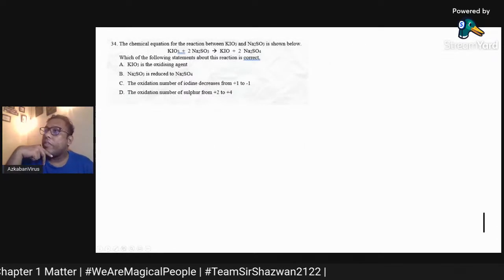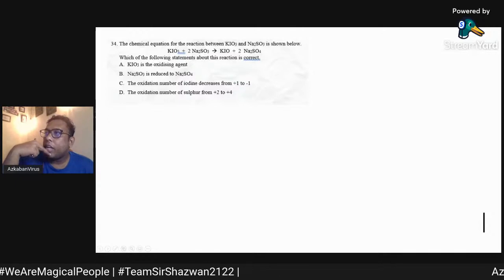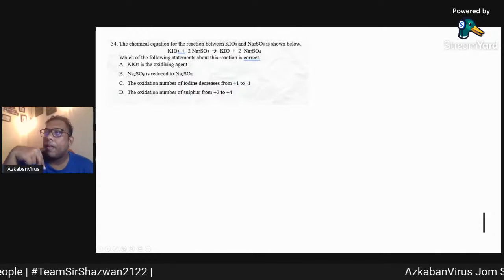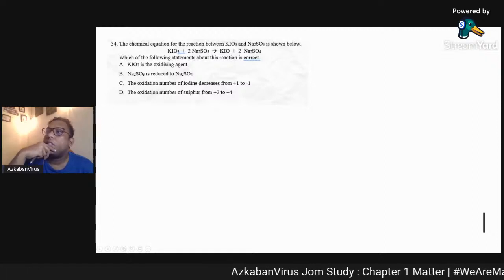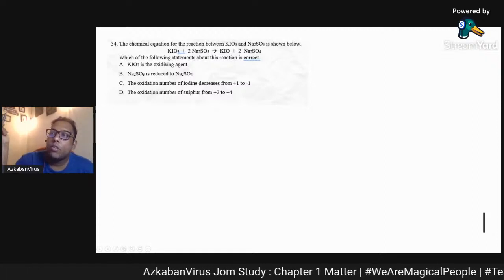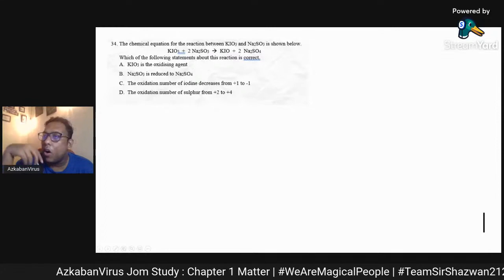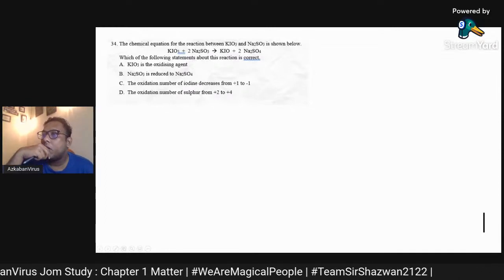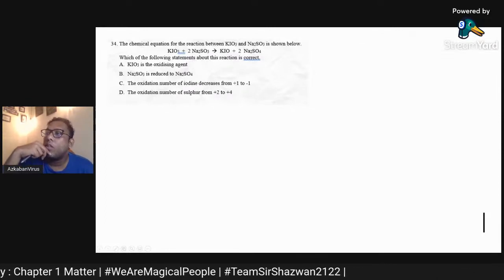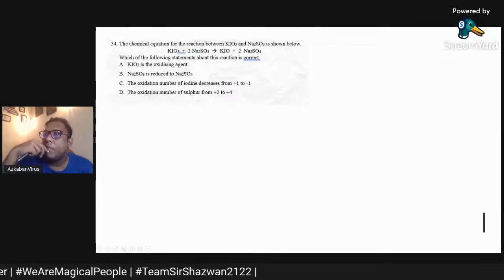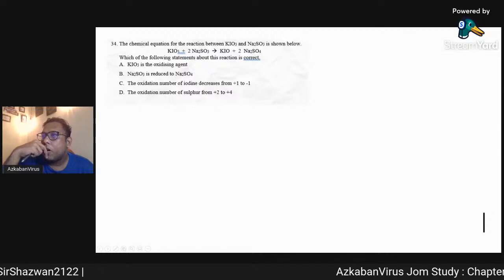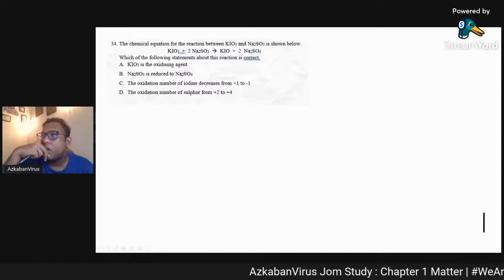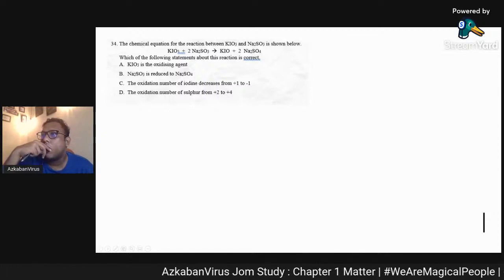The chemical equation for the reaction between KIO3 and Na2SO3 is shown below. Which of the following statement is correct? KIO3 is the oxidizing agent. Na2SO3 is reduced to Na2SO4. Oxidation number of iodine decreases from +1 to -1. The oxidation number of sulfur increases from +2 to +4.